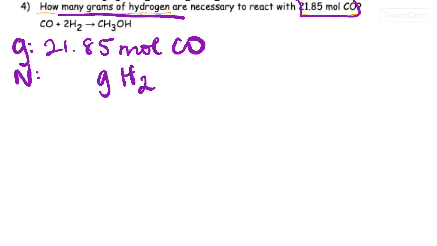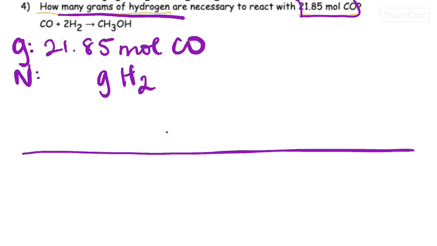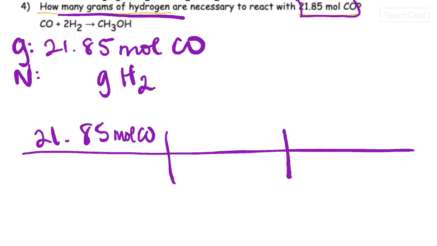So we're going to draw our train tracks. And we always put our given in the top left. So 21.85 moles of carbon monoxide. First, we need to convert from moles of carbon monoxide to moles of hydrogen. And we're going to use our balanced chemical equation for this.